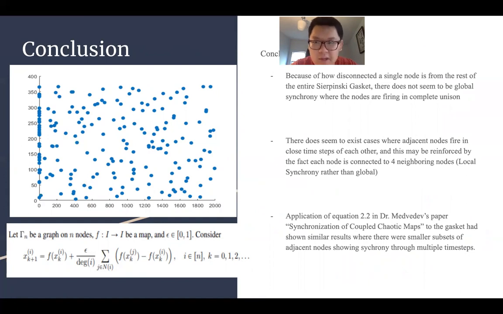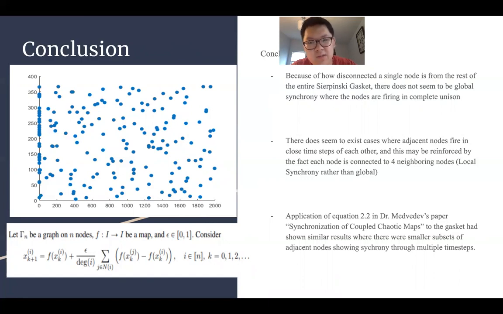However, there do seem to be many cases, as we'll see on the left-hand side, of small clusters of nodes where very adjacent neighboring nodes are firing in very similar time steps. This seems to reinforce the fact that every node on the gasket has four neighboring nodes, and thus coupling would be stronger among these more adjacent nodes than nodes further away on the fractal.